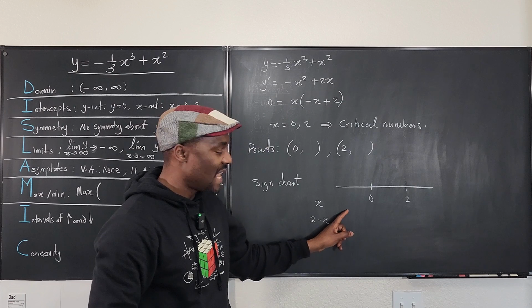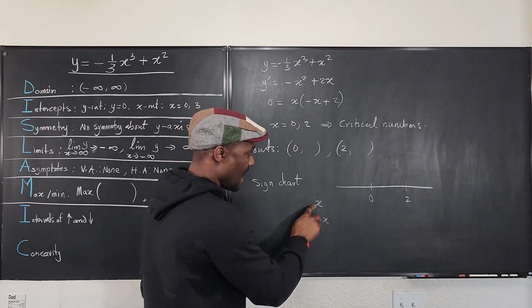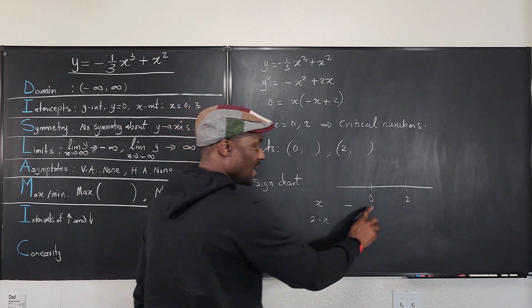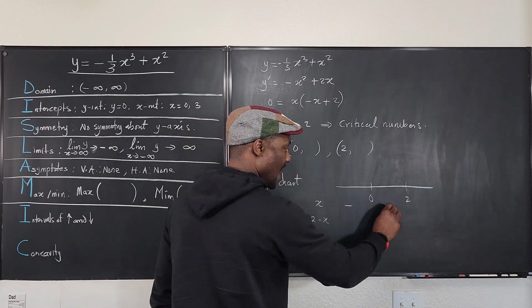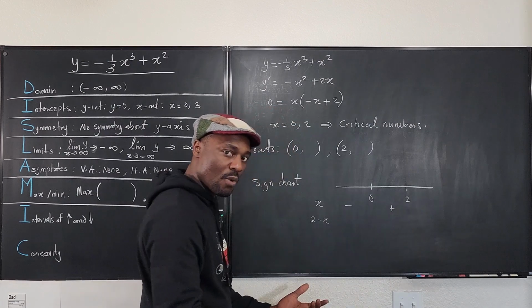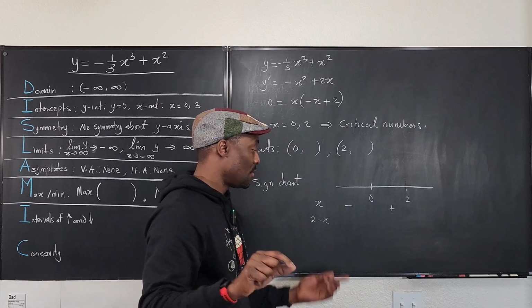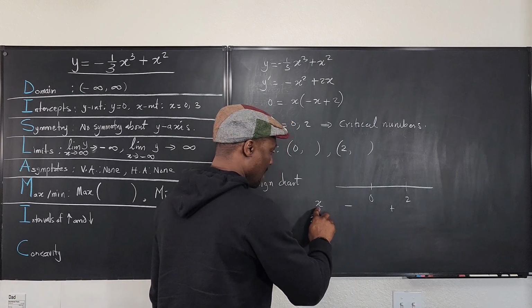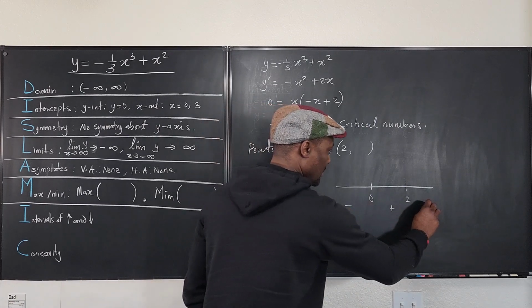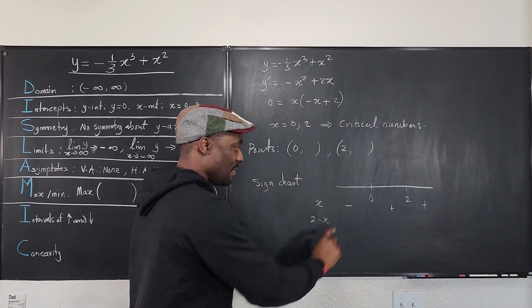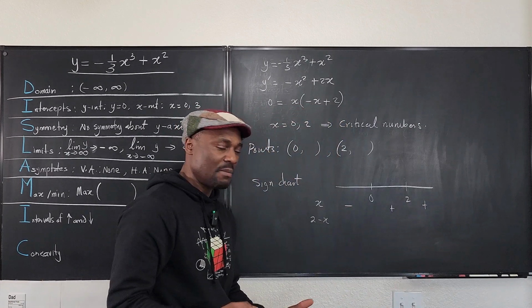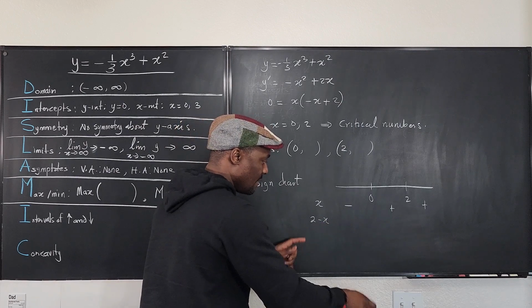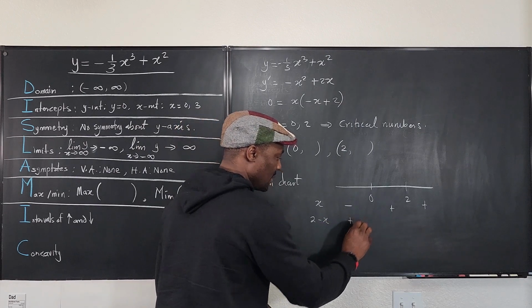So what you're going to do to decide if this is maximum or minimum is, if I pick a number less than 0, then x will be negative. If I pick a number between 0 and 2, x will be positive. So I pick 1. Always narrow down your number to a very convenient number in the interval. Now let's pick a specific number. A specific number here will be negative 1. If I put negative 1 here, it's going to be 2 minus negative 1. That's going to give me 3, which is positive.